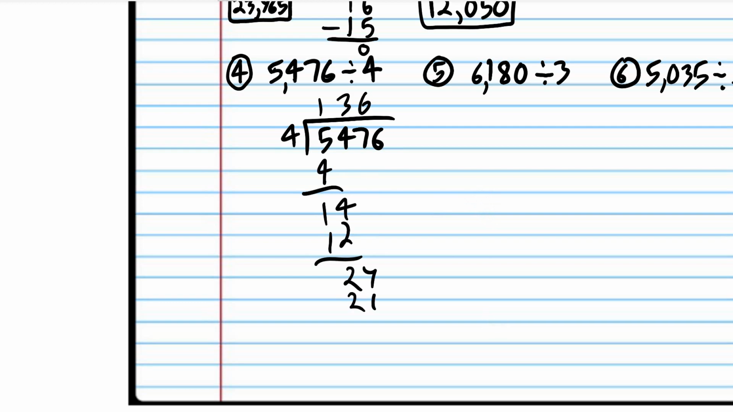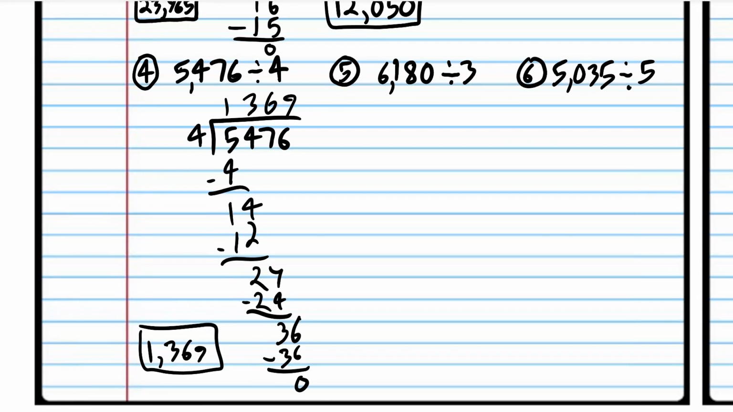Bring down the 7. 4 goes into 27 6 times. 4 times 6 is 24. 27 minus 24 is 3. Bring down the 6. 4 times 9 is exactly 36. 36 minus 36 is 0. And so our final answer is 1,369. All right, number 5. Go ahead and attempt this problem. When you're done, we'll do it together.